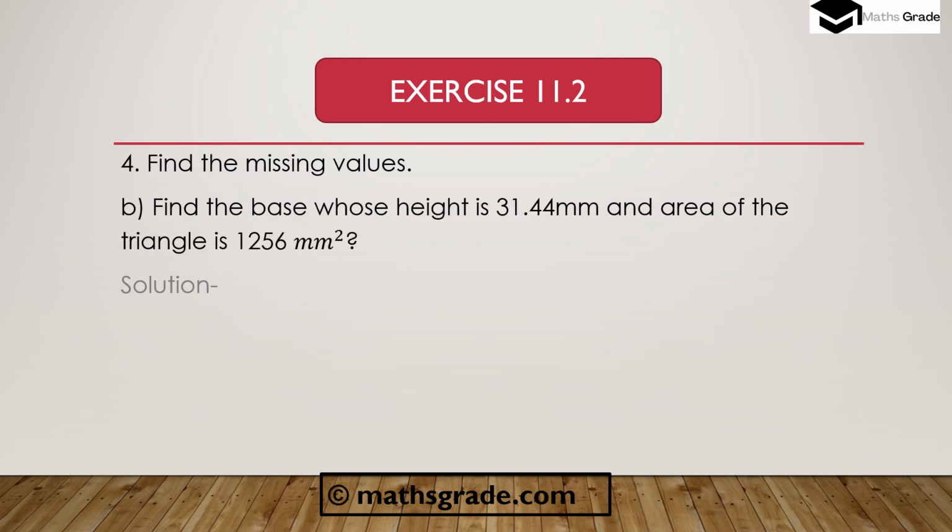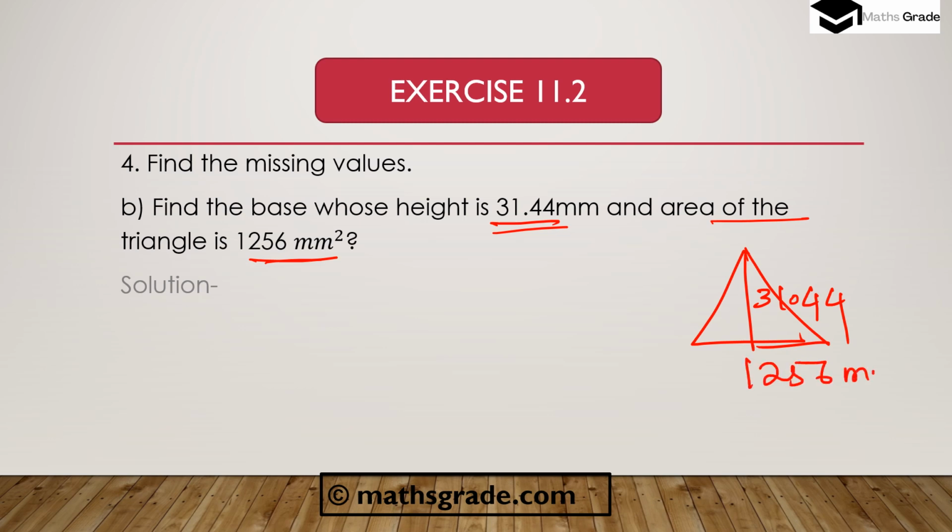Now question number 2, bit B. Find the base whose height is 31.44 millimeter and area of the triangle is 1256 millimeter square. We have given height is 31.44 and area of the triangle is 1256 millimeter square.